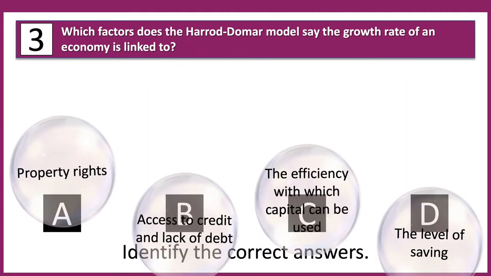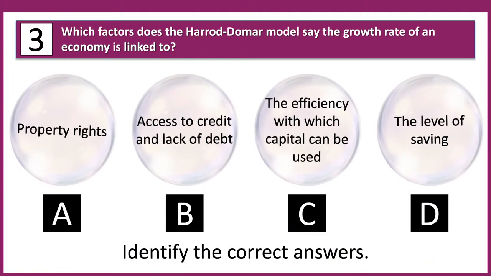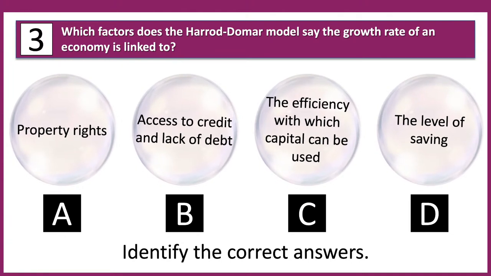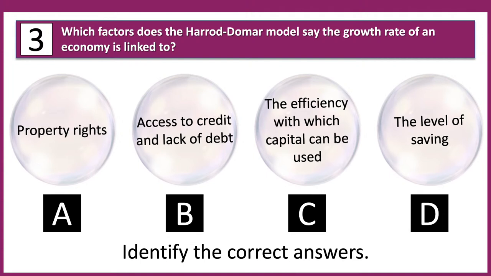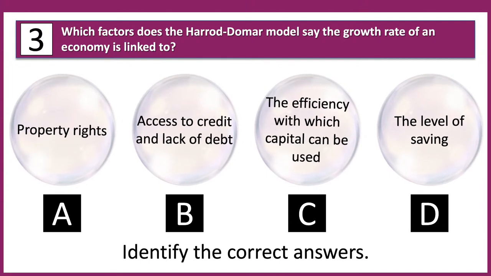Ben's doing really well here. Can he make it for 3? So which factors does the Harrod-Domar model say the growth rate of an economy is linked to? We've got property rights, we've got access to credit and lack of debt, we've got the efficiency with which capital can be used, and we've got the level of savings. Which of those factors does the Harrod-Domar model say the growth rate of an economy is linked to?